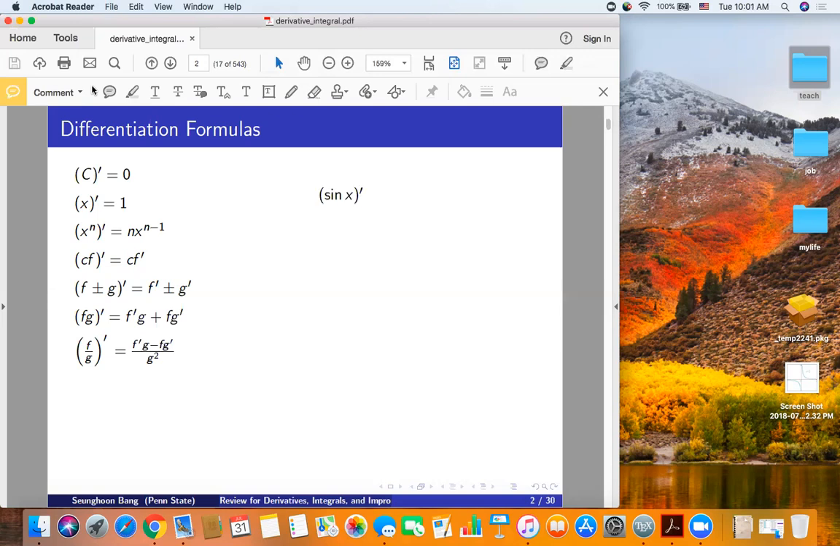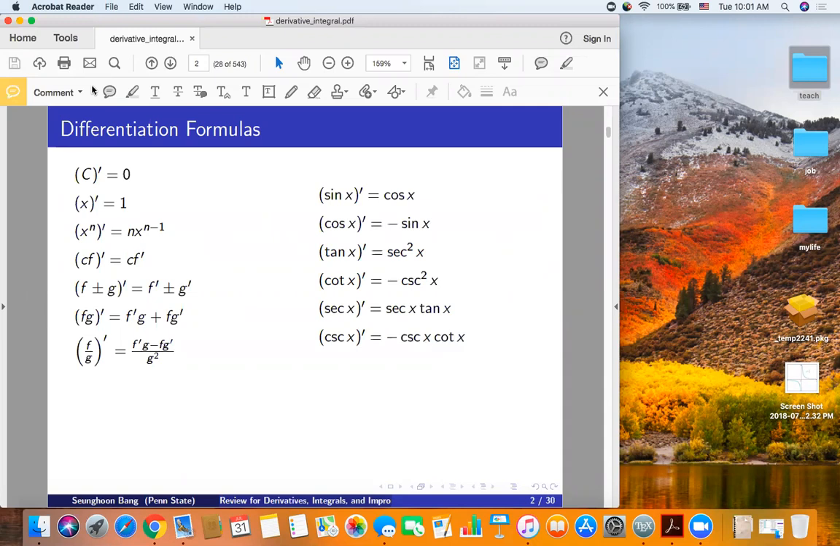Sin x prime is cosine. Cosine of x prime is negative sine. Tangent x prime is secant square of x. Cotangent x prime is negative cosecant square of x. The secant x prime is secant times tangent. The cosecant prime is negative cosecant times cotangent.